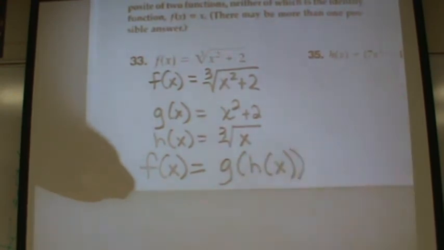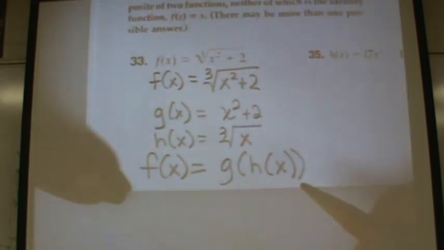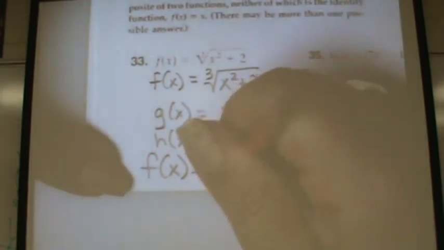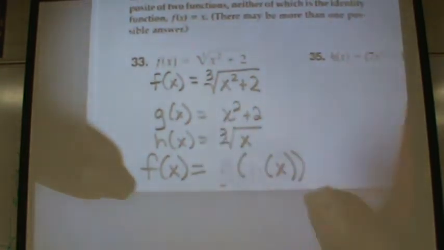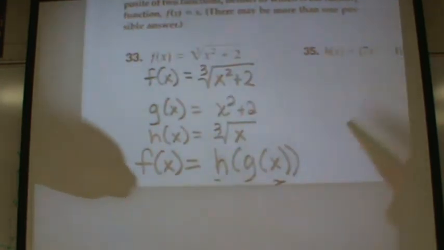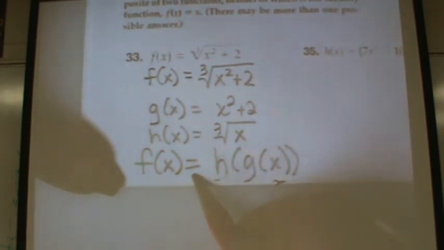So let's see if this makes sense. If I plug this into here, does that work? No. So I need the h to go outside and the g to go inside. So now, does that make sense? If I take this and plug it in here, do I get f of x? And you sure do.